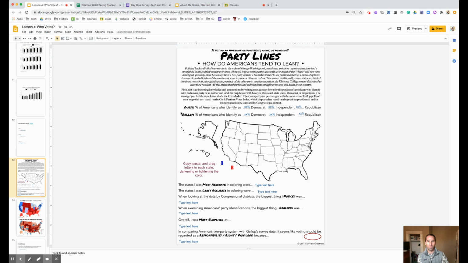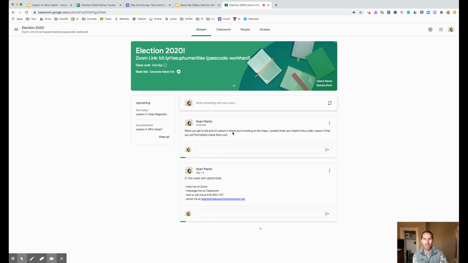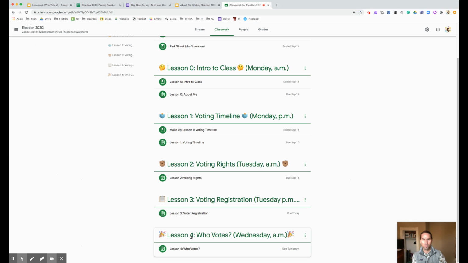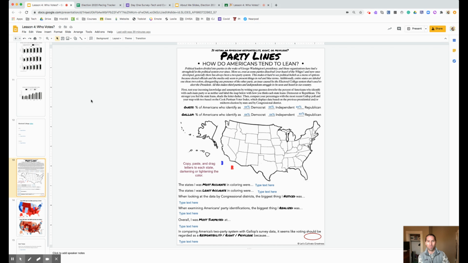And basically, when I ask for the Gallup numbers, that's where you'll find the Gallup numbers. So if you go to class under lesson 4, if you expand lesson 4, you'll see these websites right here. And that's where you'll find the Gallup info right there. But basically, here's the main thing. You're going to guess who was what, and then you're going to look at the actual evidence and see if you were right or not.